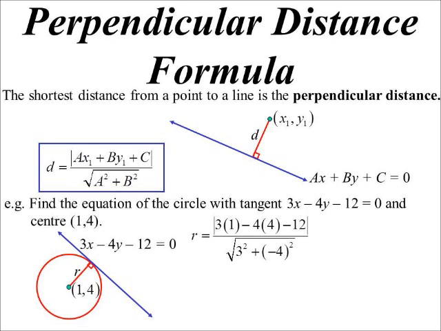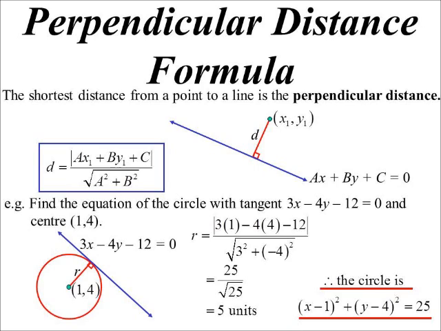So absolute value, the equation of the line in general form, substituting the point (1, 4), over the square root, and then it's Pythagoras' theorem with the coefficients of x and y, so 3 squared and minus 4 squared. This one tidies up quite nicely. I get 25 on top, square root of 25 on the bottom, so I just end up with 5 units. I know the centre, I know the radius, so therefore we can write down the equation of our circle. It'll be (x minus the x coordinate of the centre) squared plus (y minus the y coordinate of the centre) squared is equal to 25.